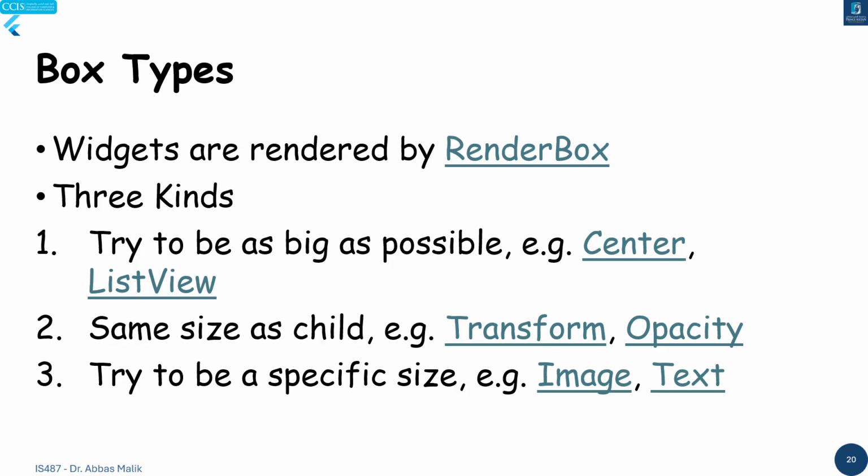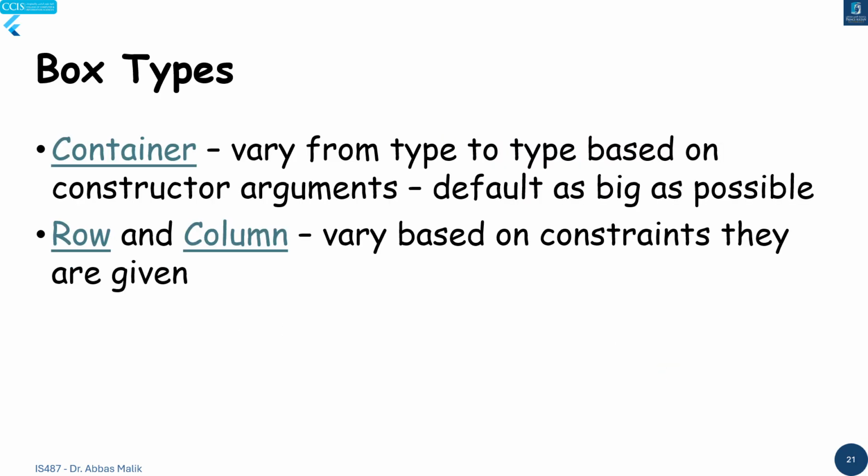Same size as child, transform and opacity. So whatever the size of the child is, the parent will also have the same size. And then we also have widgets that try to be a specific size, like image or text. They are very specific depending on their contents. Or maybe we can specify the size of the image, like height and width. We also have some other containers that vary from type to type based on the constructor arguments.